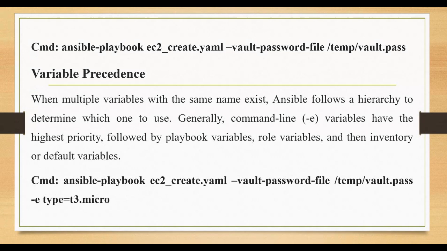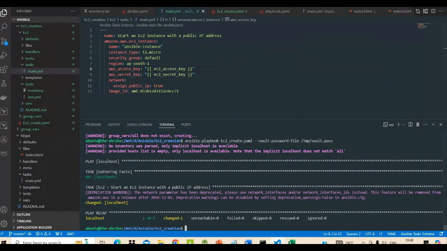The command here is ansible-playbook ec2-create.yaml with the vault password file vault.pass. I've already done this, and here we can use this command.